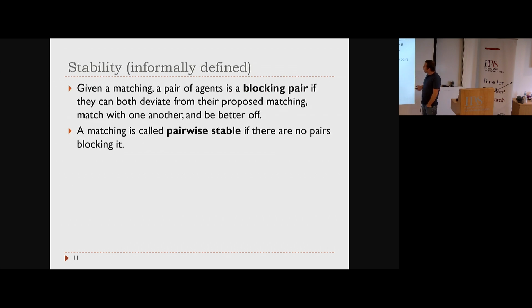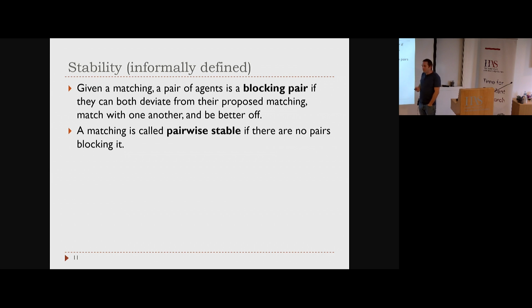So let's talk about stability a bit more. I'm not being formal throughout. I try to be the least formal I can. I know it's an economics and computer science summer school, but still I try to be the least formal I can. So given a matching, a pair of agents is a blocking pair if they can both deviate from their proposed matching and match with one another and be better off. Their proposed matching might also be that they are actually unmatched, or there is a free quota in some program. A matching is called pairwise stable if there are no blocking pairs.